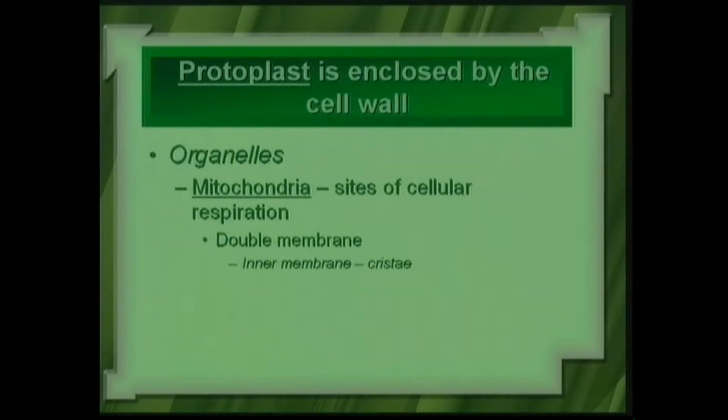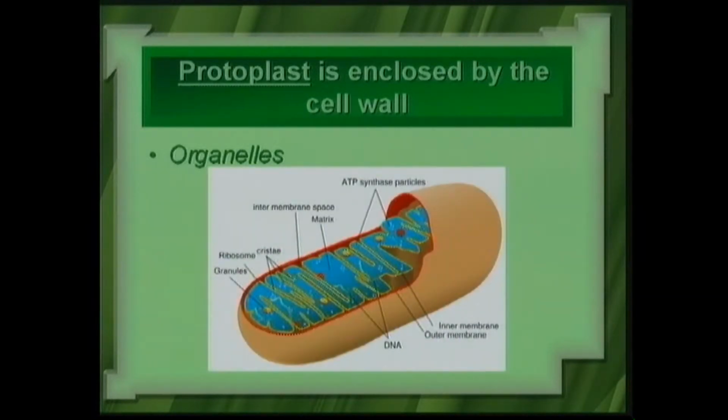The first part of cellular respiration is called glycolysis. That happens in the cytoplasm of the cell. The second part of cellular respiration happens in the matrix of the mitochondrion. We'll take a look at that in just a second. So here it is. The first part of cellular respiration happens outside of the mitochondrion. That's called glycolysis.